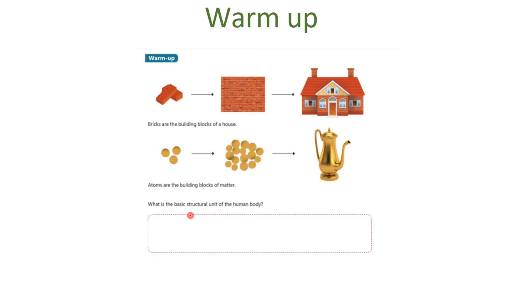Likewise, what do you think the human body is made up of? Yes, the human body is made up of cells. Many cells come together to form tissue. Tissues come together to form organs. Organs come together to form organ systems. And finally, all the organ systems come together to form the human body.